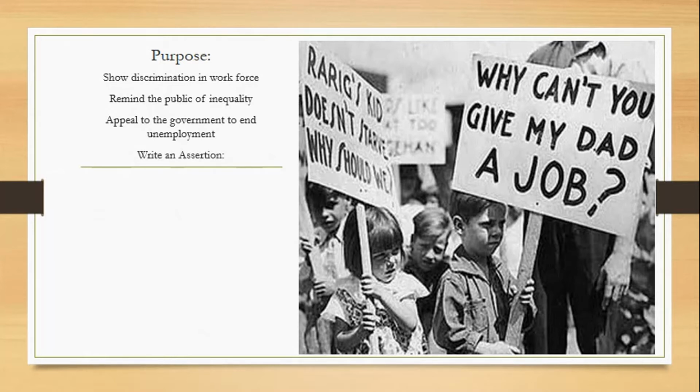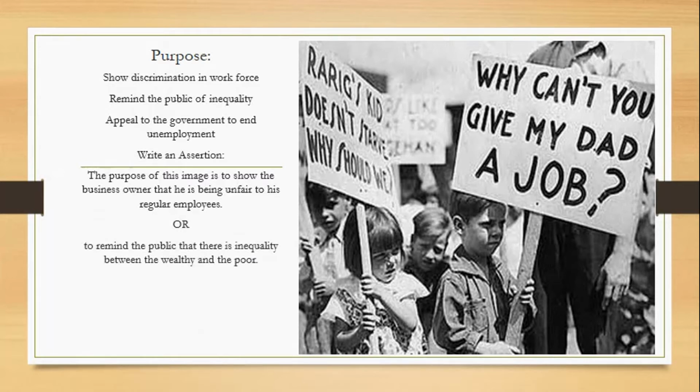And then from that purpose, think, what can I assert about this photo? Write an assertion about the photo. For example, the purpose of this image is to show the business owner that he is being unfair to his regular employees. Or, the purpose of this image is to remind the public that there is inequality between the wealthy and the poor. Or, the purpose of this image is to appeal to the government to end unemployment so that it will stop causing the starvation of children.